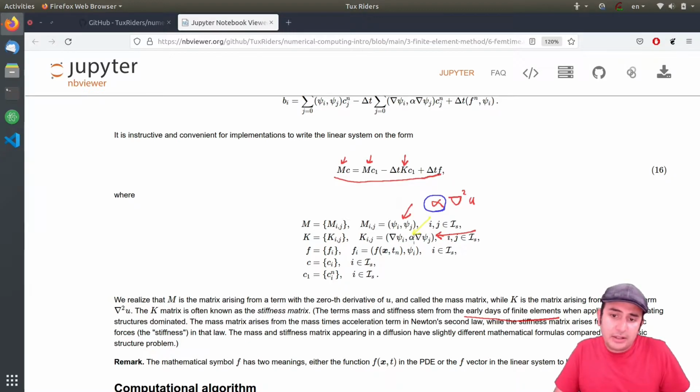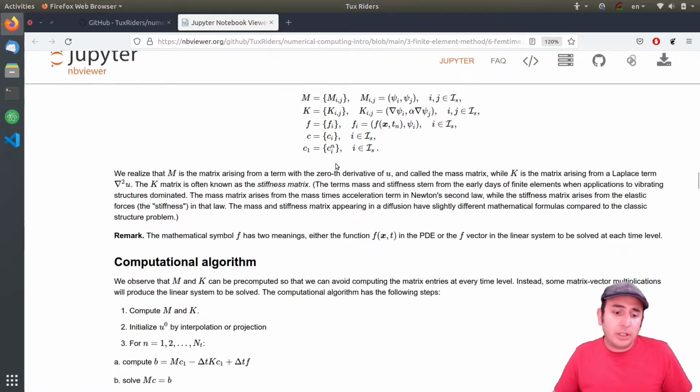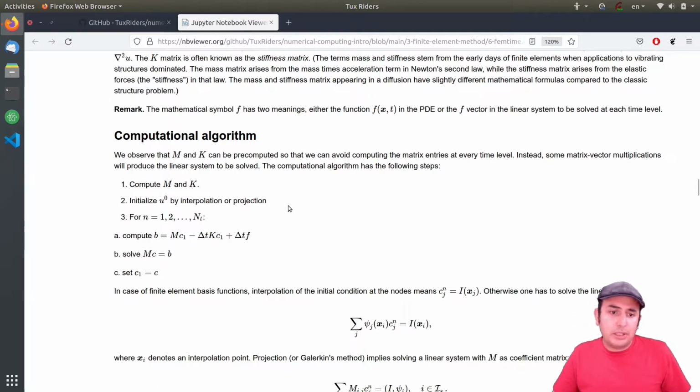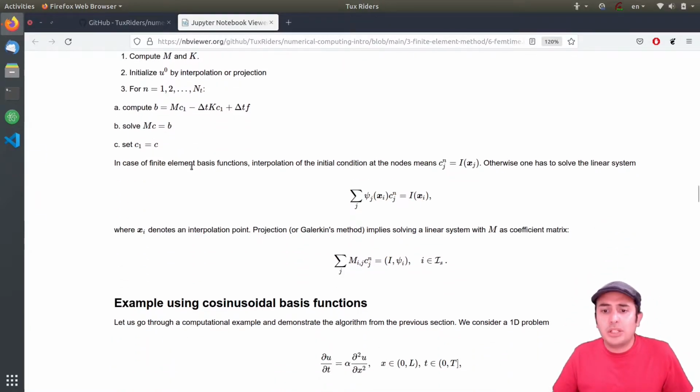If you have it here as a non-constant, then it means that this should be computed in each time step. But if it is not, then all these things are constant, so we do not need to compute them in each time step. So this is the equation that we will have based on the explicit forward Euler. The computation is quite simple. You can see that we can compute M and K from the beginning, and we don't need to change them.